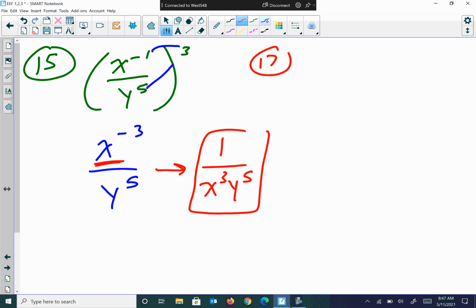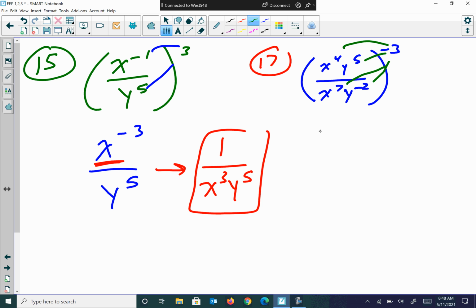And then problem 17, we have x to the 4th, y to the 5th, x to the 7th, y to the negative 2, and the whole thing is raised to the negative 3. All right. We've been taking care of power to a power first, so let's go ahead and do this. This comes here, here, here, and here. So I get x to the negative 12, y to the negative 15, x to the negative 21st, y to the positive 6, because negative times negative is positive.